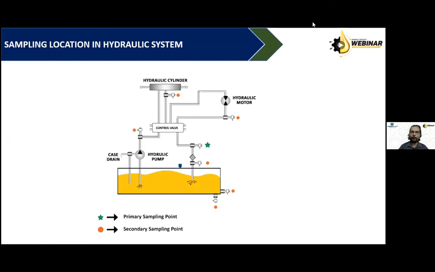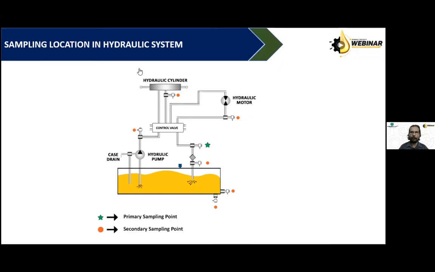And when we take sample from the return line, and when we do the elemental analysis or ferrography, wear debris analysis, they will give us very prior information about which component is going to fail, what is the rate of wear out or extent of damage, how rapidly we have to take action to maintain that component, and what we should do immediately to remove those particles from the oil.